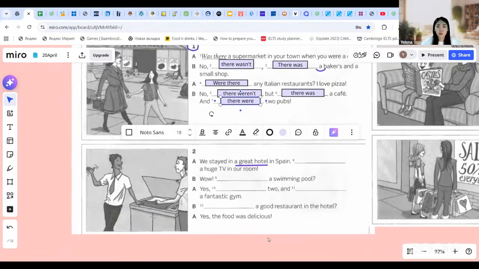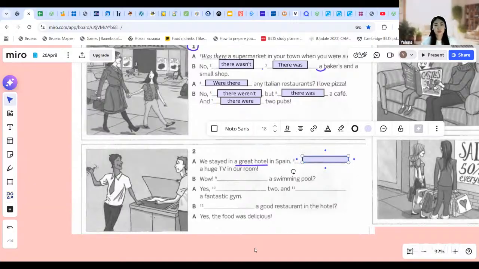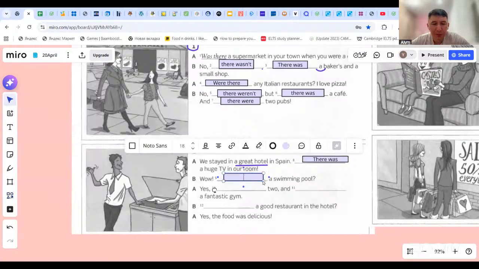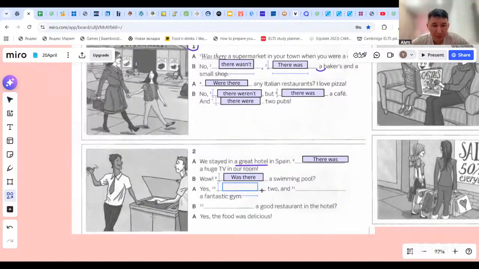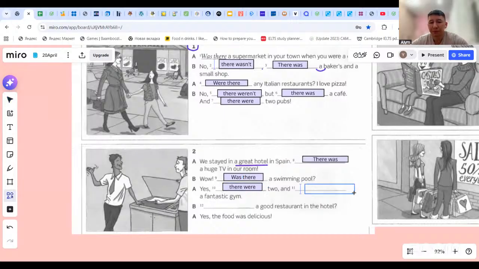Go ahead. Number 2. We stayed in a great hotel in Spain. There was a good TV in our room. Yes, it's huge. Huge means very big. Enormous. Wow. Was there a swimming pool? Yes, there was. There were two, and there was a fantastic gym. Yes, fantastic gym. That's right.